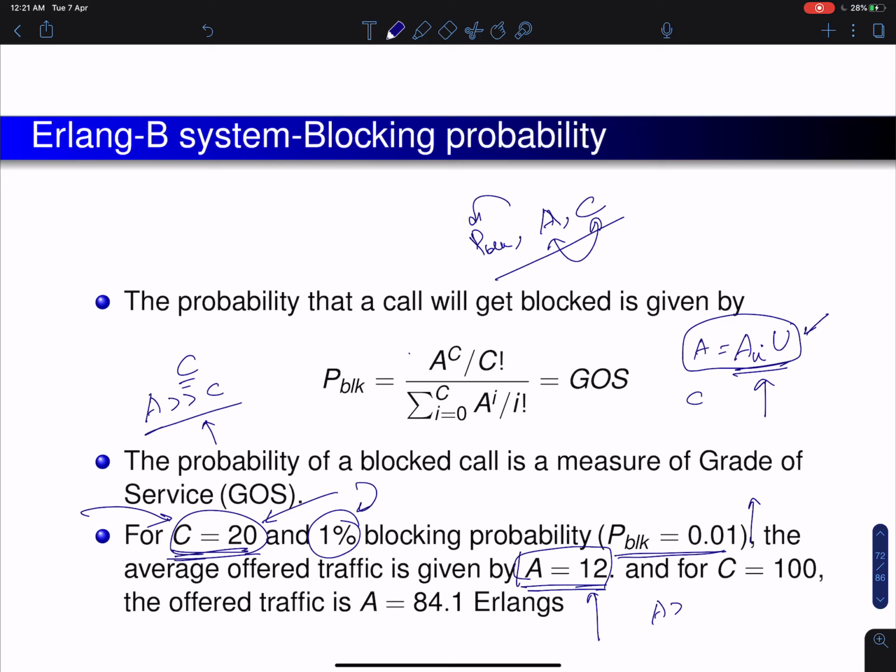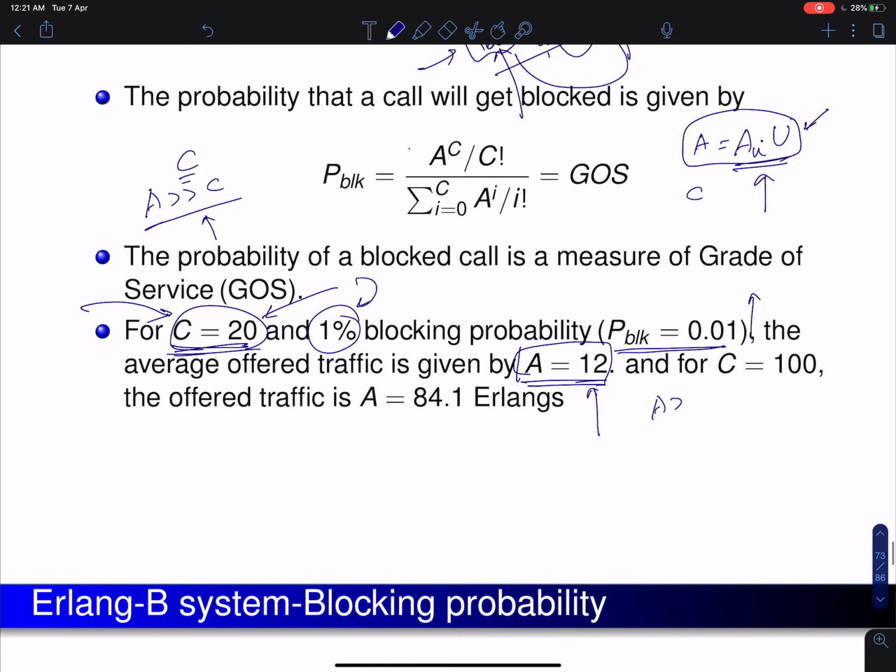If you know two parameters, the third one gets fixed. So if the operator starts with, I need a certain blocking probability and I have so many channels, you can find out what user traffic I can support. Or if you know the user traffic, and the operator decides on a certain probability of blocking, you can go back and recalculate the number of channels you need for that. So that's what it's used for.